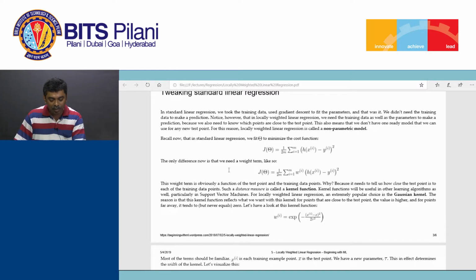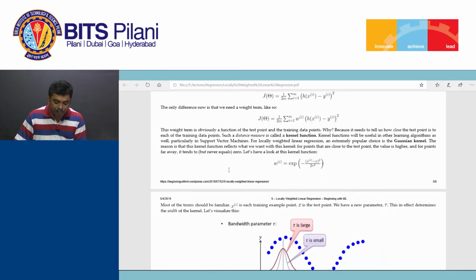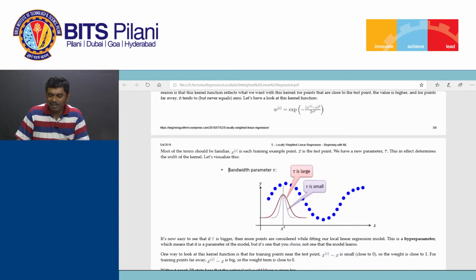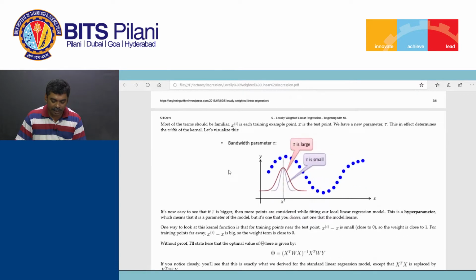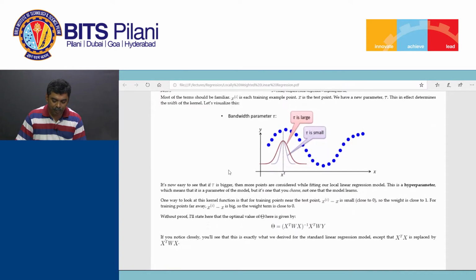Now, what is the effect of this weight? Everything else is the same: xi is your training point, x is the test point, and then we have a new parameter, which is a hyperparameter. This is something that we choose; the model doesn't learn this. As you can see, if the hyperparameter tau is large, more data points are considered.